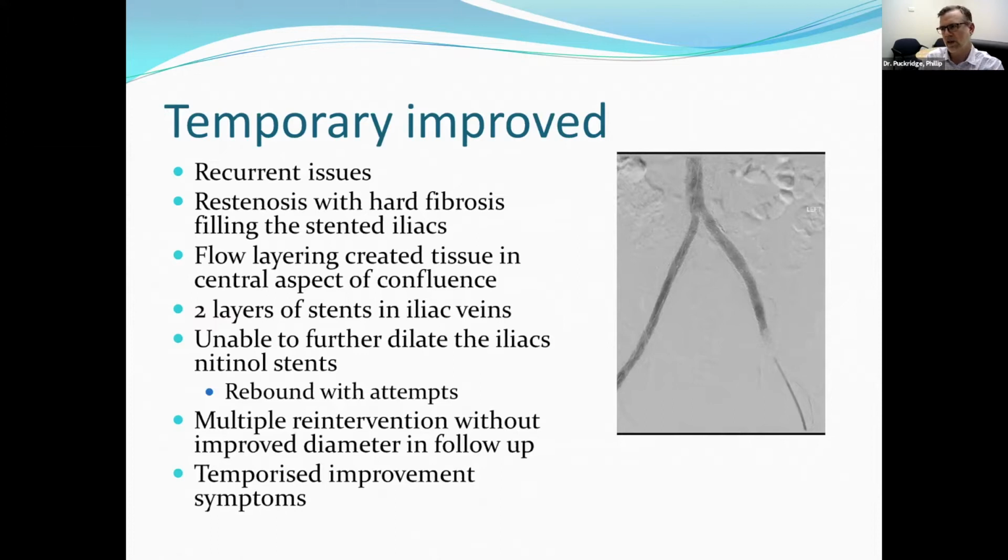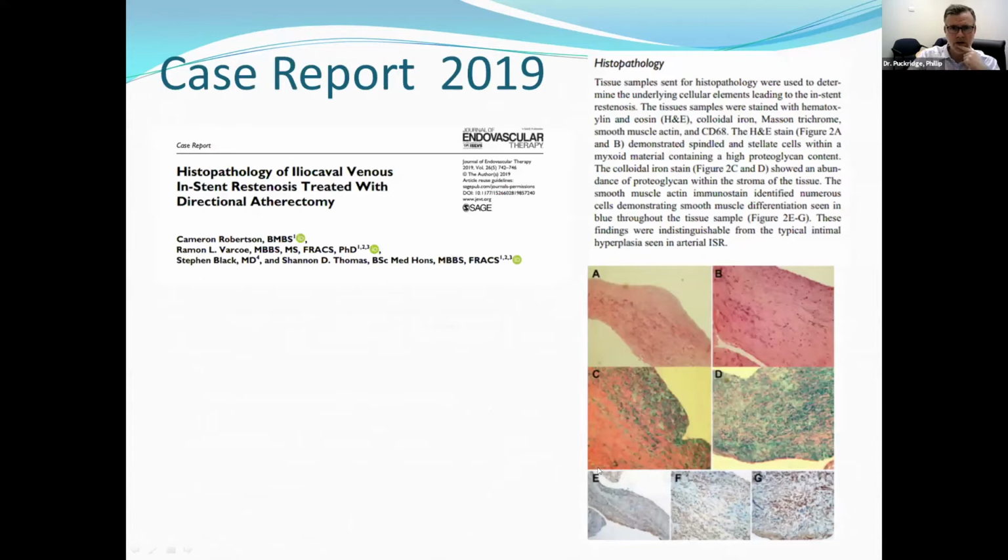and he's got recurrent issues with hard fibrosis filling the stented iliacs, which are actually now two layers of stents, and also flow layering, creating tissue growth in the central aspect of the confluence of the iliac stents. Now, we've re-angioplastied this multiple times with minimal benefit, but temporary improvement of symptoms. And so I was left trying to decide what to do.